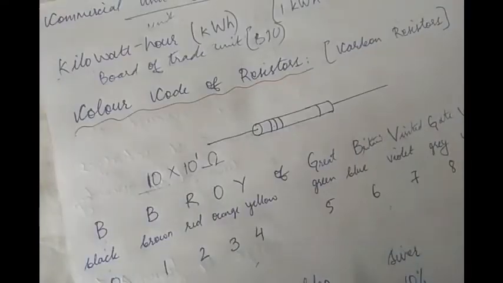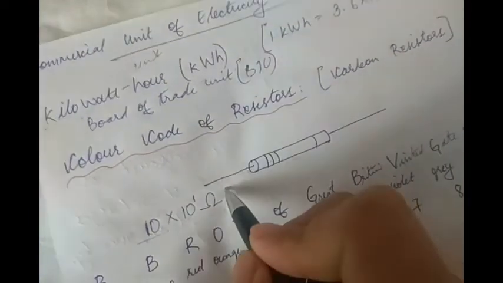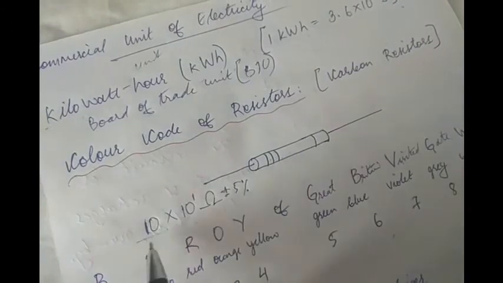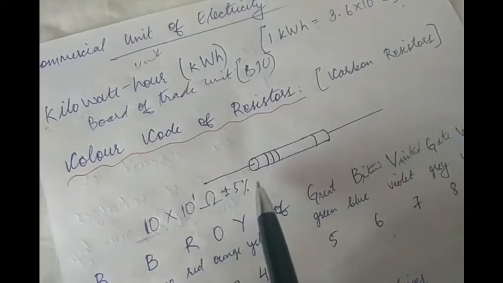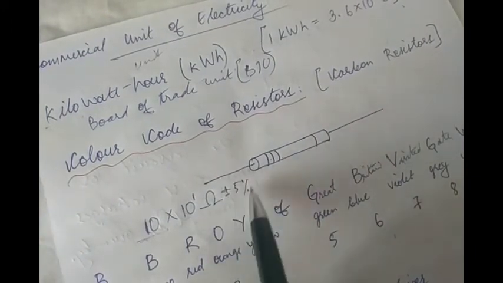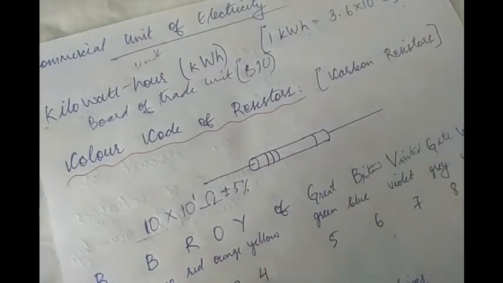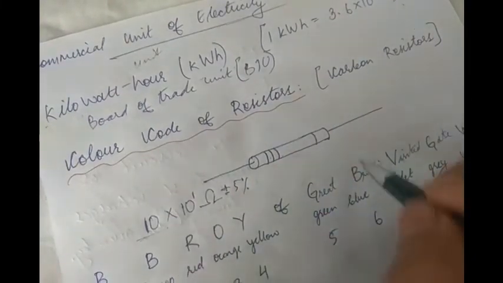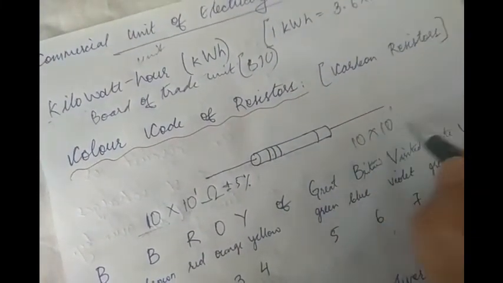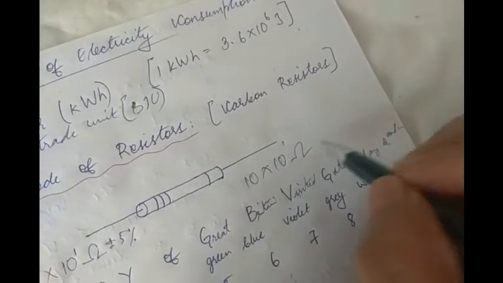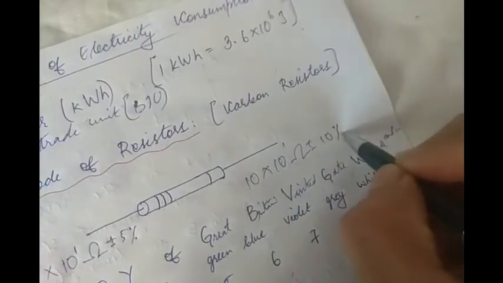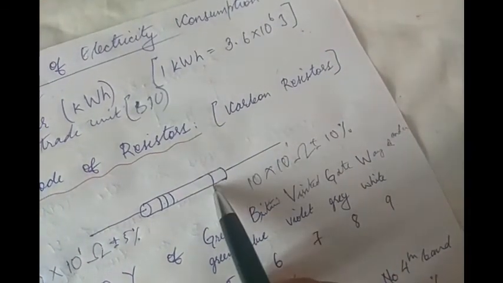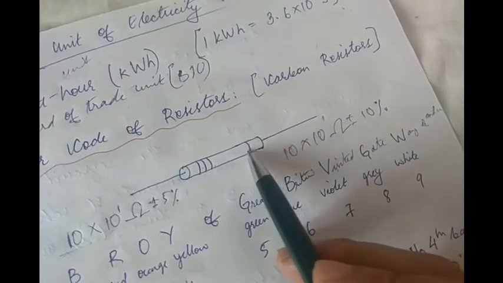If the fourth band is golden, this will be plus minus 5%. The value of this resistance will be this plus minus 5%. So the degree of accuracy is plus minus 5%. If the fourth band is silver, this would have been 10 into 10 to the power 1 ohms, plus minus 10%. So it would be less accurate than in case of the fourth band being golden in color.